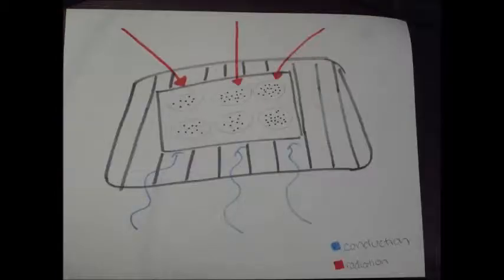When the cookies are being baked in the oven, the reaction is exothermic. Once the cookies are removed and cooled off, the reaction becomes endothermic. Here's a diagram showing how the cookies are being heated.